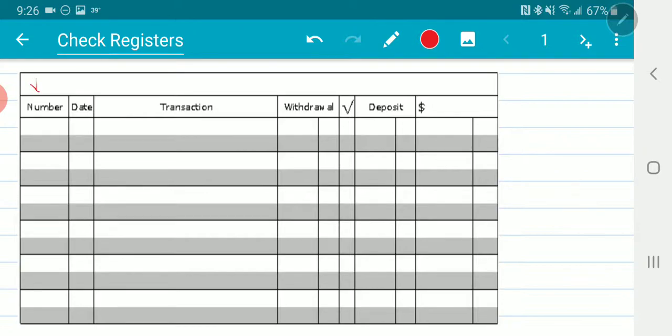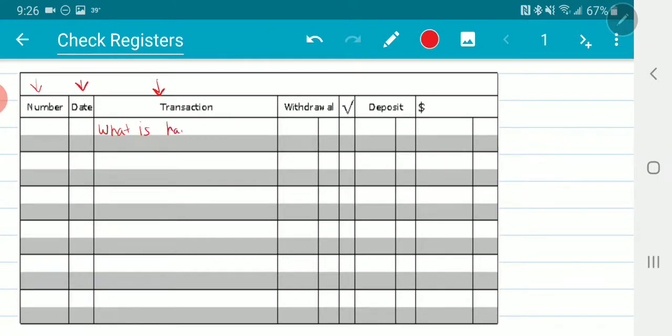First thing here is number. This is dealing with the number associated with the check that you're writing, if you're writing a check. Now, not as many people are writing checks anymore, but it's still a part of the check register. Up next is the date. That's easy enough. It's just the date. Followed by your transaction. A transaction is just what you're paying for or what's happening.